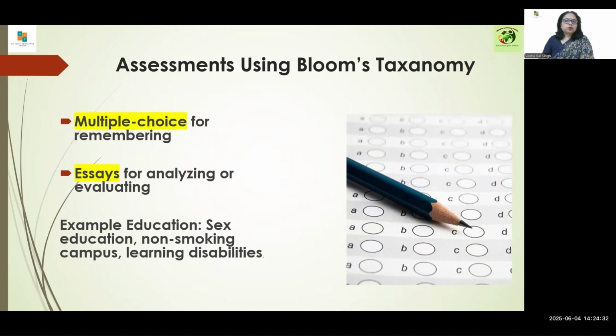Now talking about very important ones: if the instruction has been passed, obviously we need to know how much the child has learned and where the child is lagging. So the ways of assessment suggested by Bloom's taxonomy are multiple choice, which is going to help the child in remembering, and then essays for analyzing or evaluating.